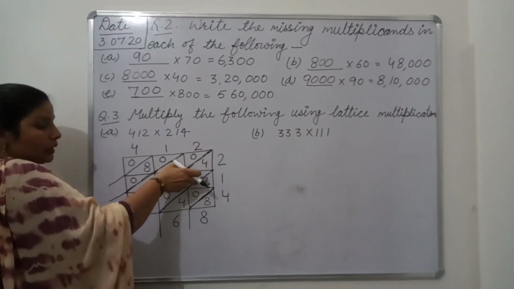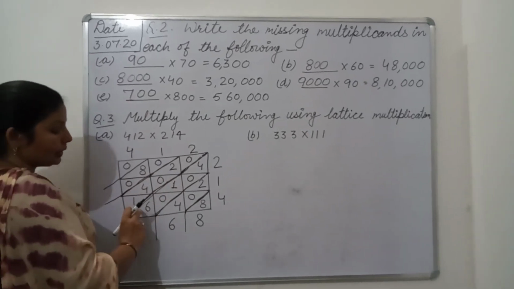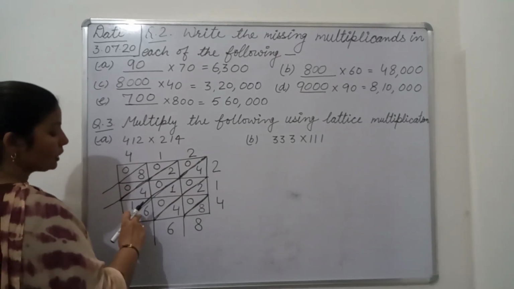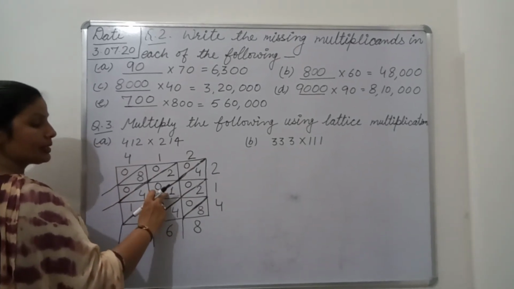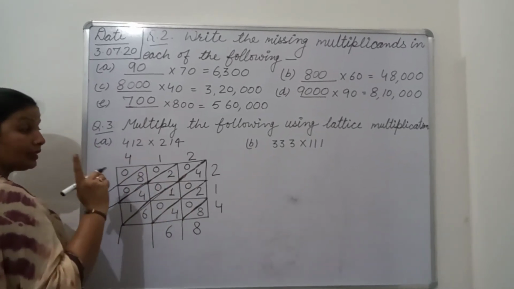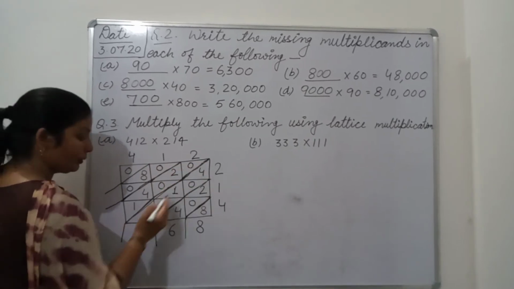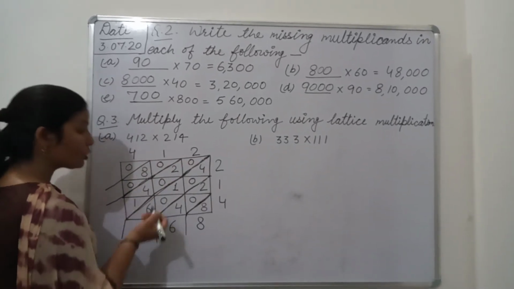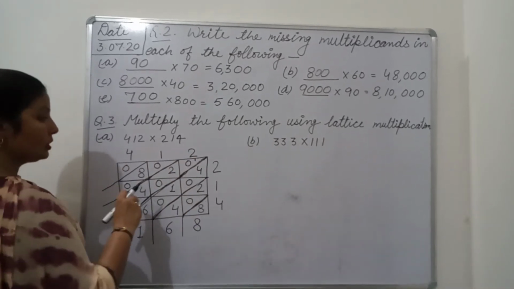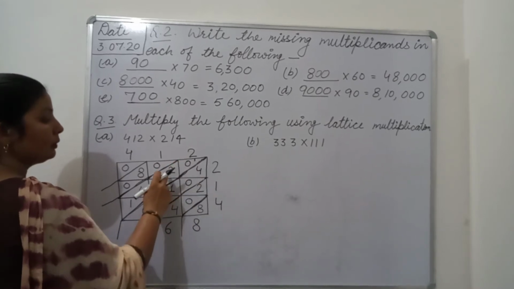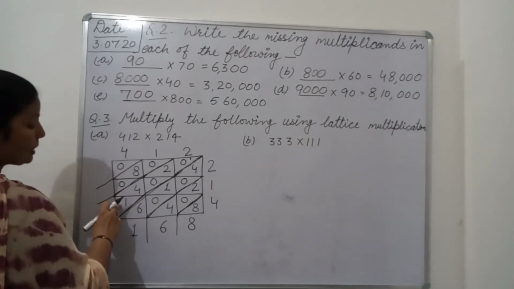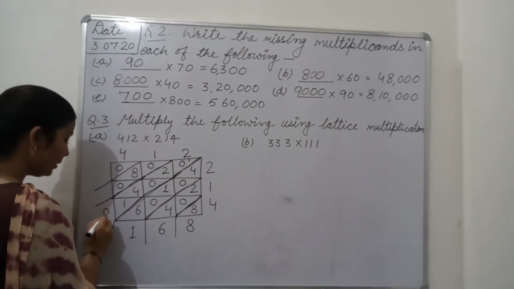Now between these two diagonals, what digits are there? 6, 0, 1, 0, 6. Okay. So 6 plus 0, 6. 6 plus 1, 7. 7 plus 0, 7. 7 plus 4, 11. So in 11 we have a two digit number. So we write here 1, and 1 goes carry to the next column. Okay. Now 0 plus 1, 1. 1 plus 2, 3. 3 plus 4, 7. 7 plus 1, 8. So we write here 8.